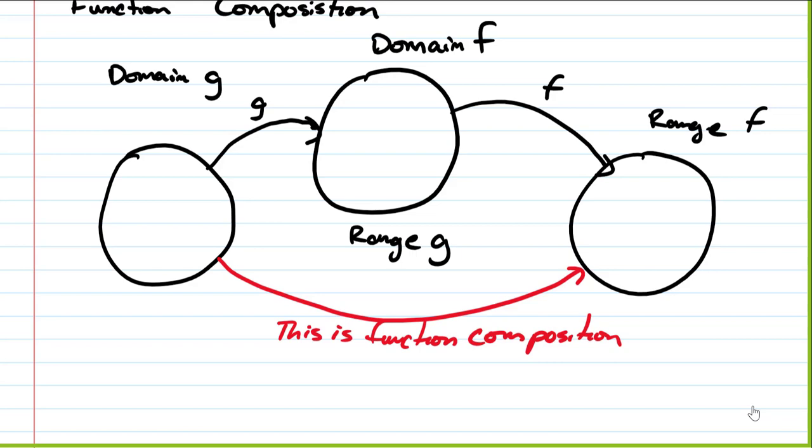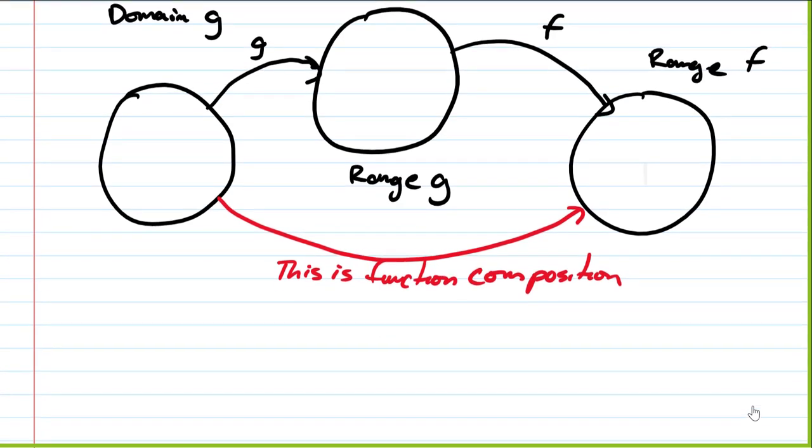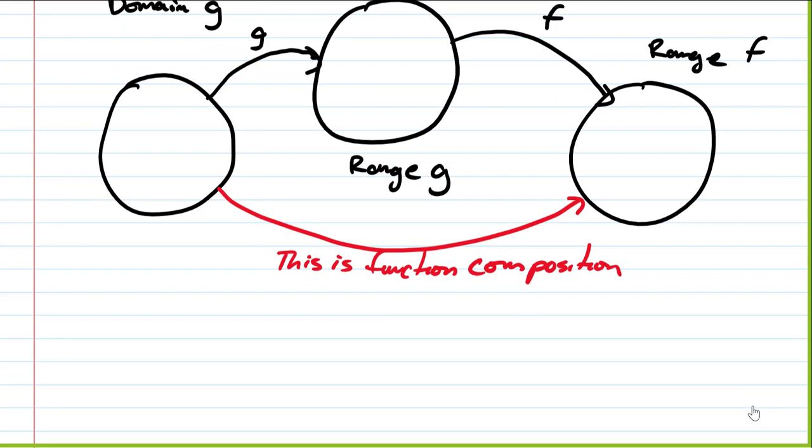We could chain two functions together by putting something into g, getting its output, putting the output of g into f, and then getting to the range of f. But it is often desirable to skip that whole process in the middle and go directly from the domain of g to the range of f. So before we dig too much into this, let's talk about our notation and symbols.